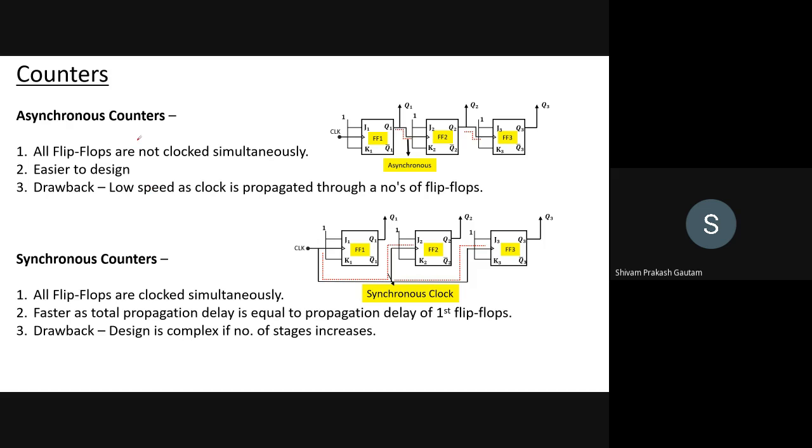In an asynchronous counter, all flip flops are not clocked simultaneously, as can be seen in this figure. It is easier to design. What was the drawback that we covered in our last lecture? It has low speed, because the flip flops are made up of logic gates, and they will have some amount of delay, which is called propagation delay. And so it is quite slow, you can see.